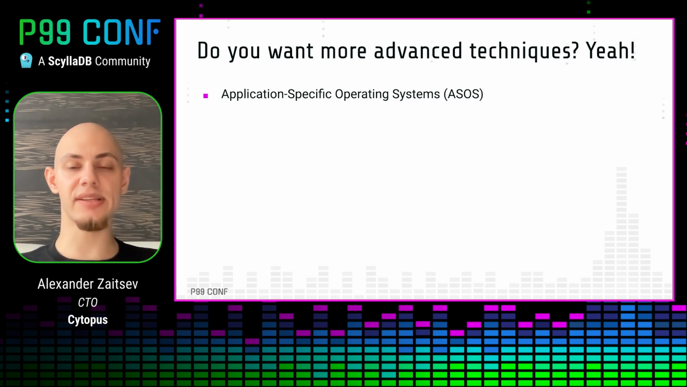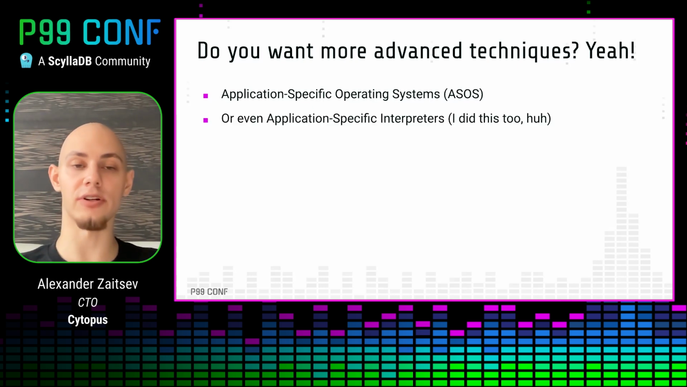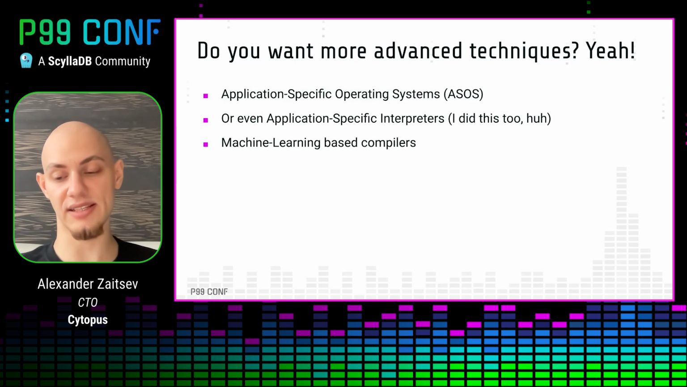There are papers in this domain. This idea is called application-specific operating systems, and there are proofs that it can help you to achieve additional performance for your workloads. Or you can even build application-specific interpreters. I did this several times too. For example, I have benchmarks for a script-specific Lua interpreter with some positive results.